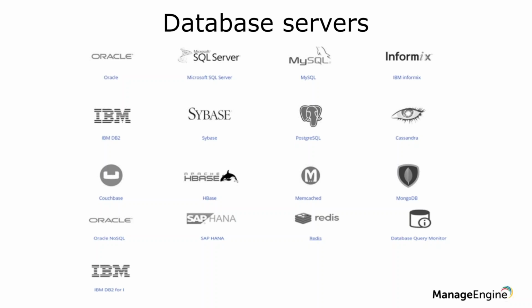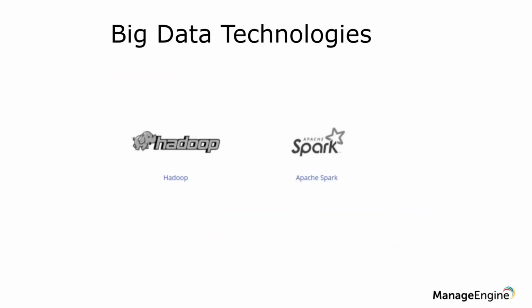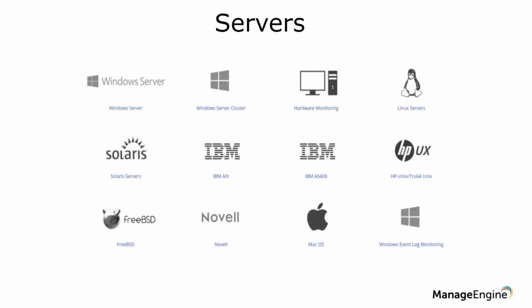The next category is big data technology, where we monitor Hadoop and Apache Spark. Metrics such as HDFS, MapReduce, job, application, master and worker nodes, and memory and CPU utilization can be monitored for these types. The next category is servers. All Unix variants and Windows Server can be monitored in Applications Manager.